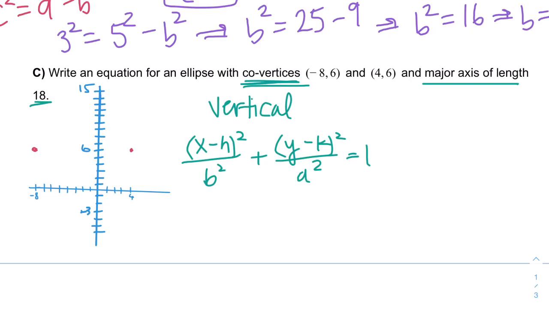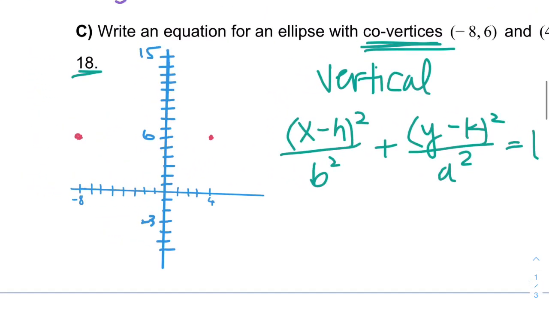The other part we were given is the length of the major axis. So that's the entire axis from vertex to vertex. It has a length of 18. What I need to do in order to find those vertices is I first need to find the center. To find the center, I can figure out that the length of my minor axis is 12. So half of that would be 6. So I'll just count out 1, 2, 3, 4, 5, 6. And that's going to be my center.